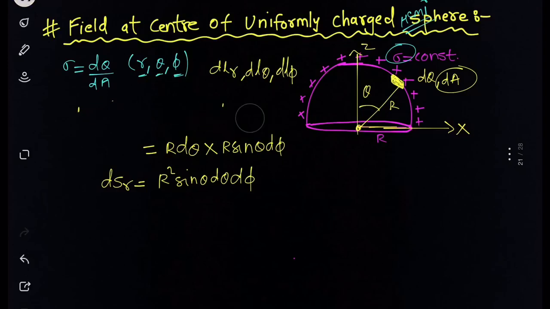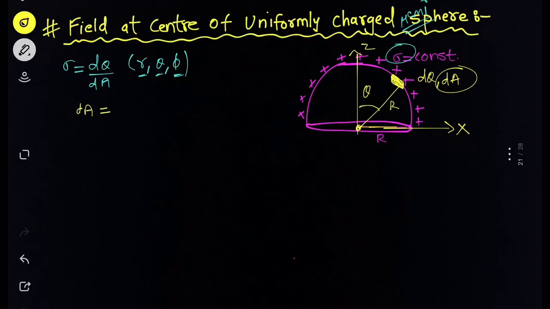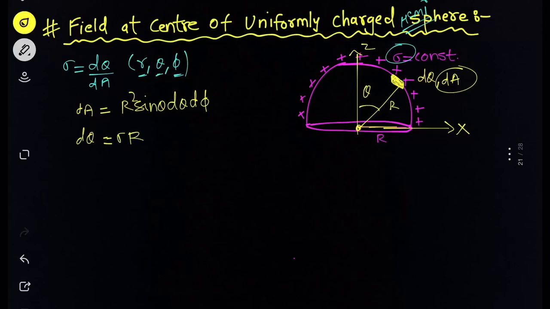So let me just rough all this. Here we have the area element as, what was our area element? The area element is r square sin theta d theta d phi. So sigma can be written as, or we can say dq can be written as sigma dA, and here dA is r square sin theta d theta d phi.